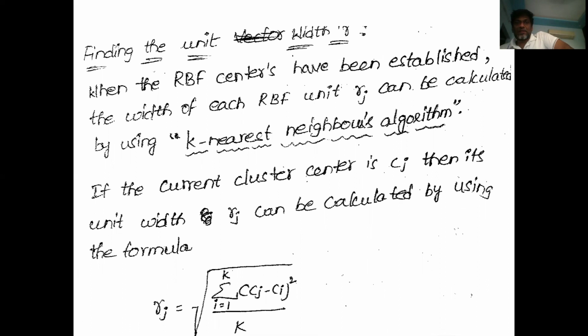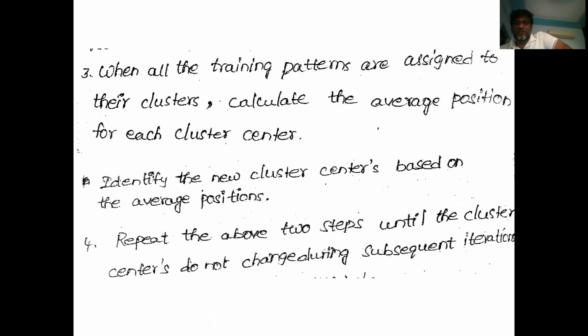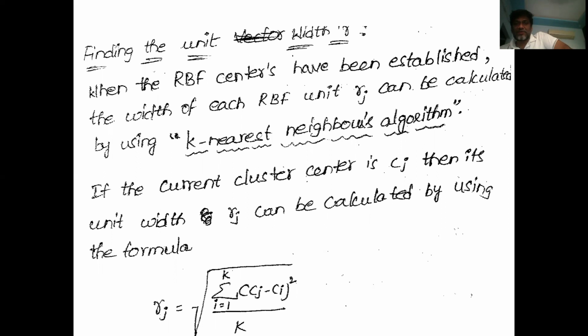Then we saw how to calculate the unit width R using the formula Rj is equal to summation i equals 1 to k of Cj minus Ci whole square by k, where k is a random value that we select, which will be generally between 2 to n minus 1. And we call this algorithm the k nearest neighbors algorithm. Remember these two names. For calculating the centers, we use k-means clustering algorithm, and for calculating the unit width, we use k nearest neighbors algorithm. This is useful only if you select an appropriate radial basis function.